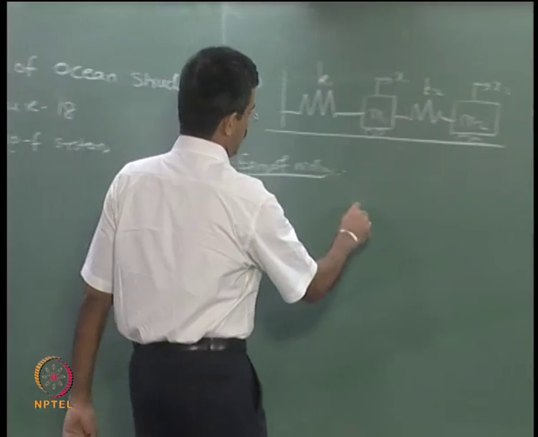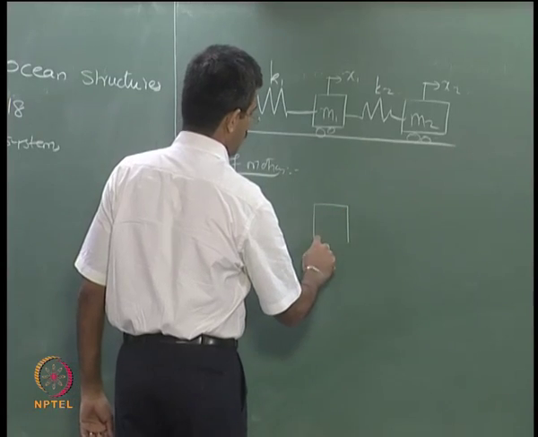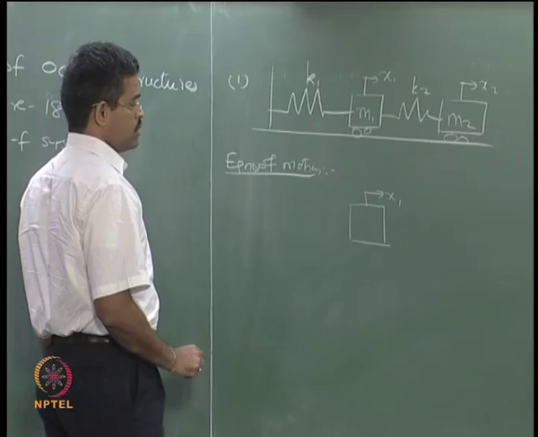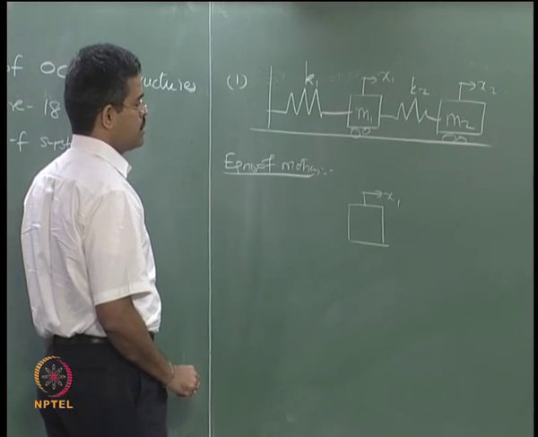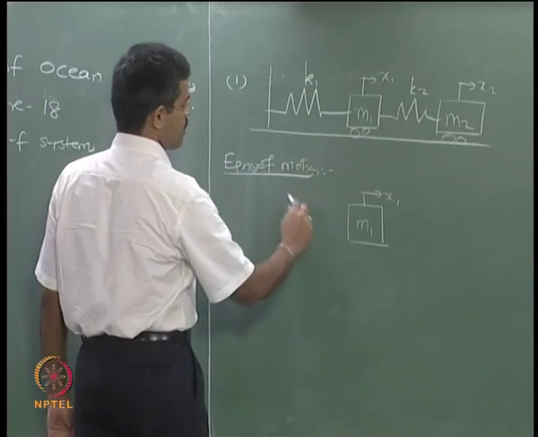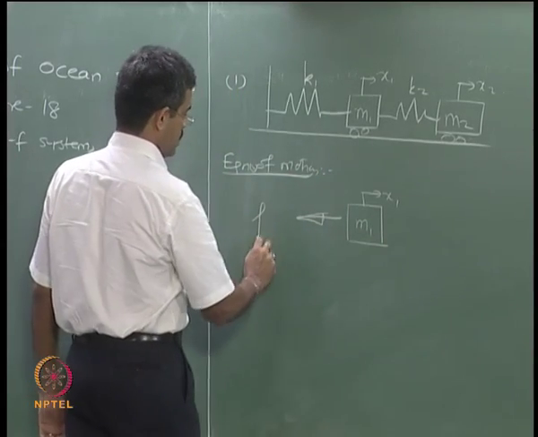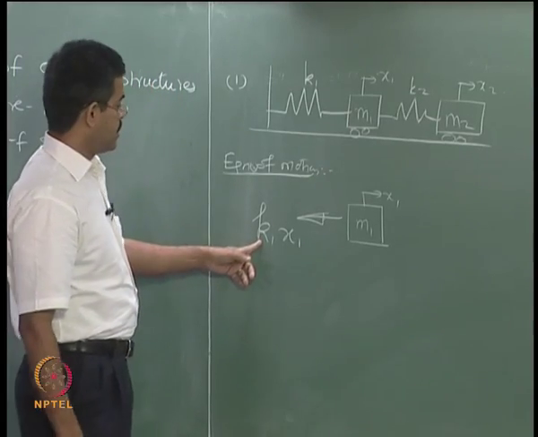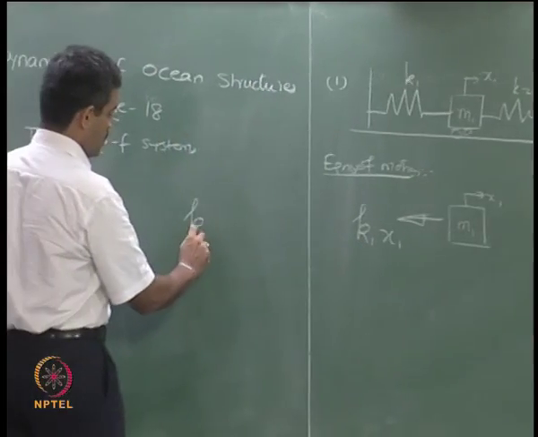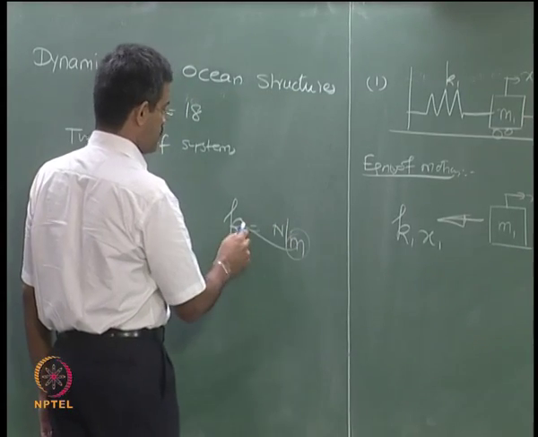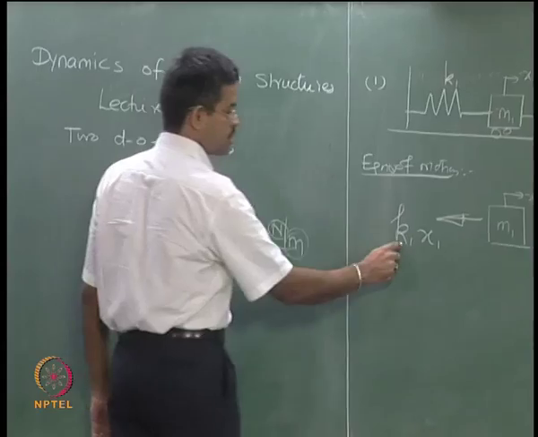So I draw a free body diagram for this mass M1. I give a displacement here. So when the mass M1 starts moving towards right, this spring will restore it back, and that will be nothing but K1 of x1, because the constant of a spring is essentially force per displacement. So I multiply the displacement with the stiffness, I get the force. That is what I am doing here.